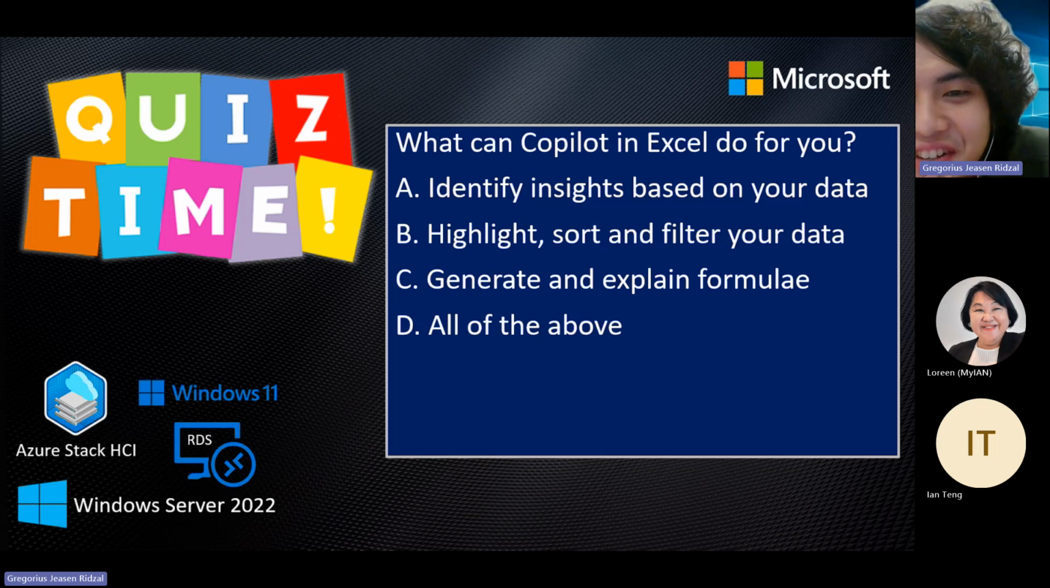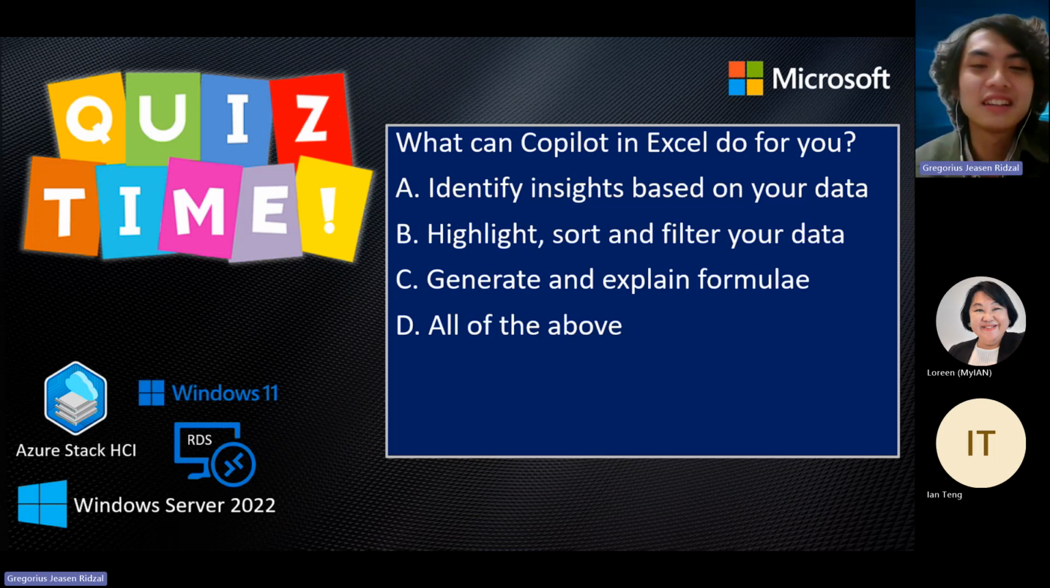Let's see. Identify insights. That sounds about right. Highlight, sort, and filter your data. Maybe. Or you can generate and explain formulae. That sounds good. Or is it all of the above? I think it's all of the above, Ian. And ta-da, of course.